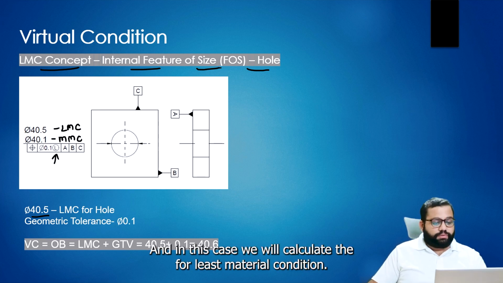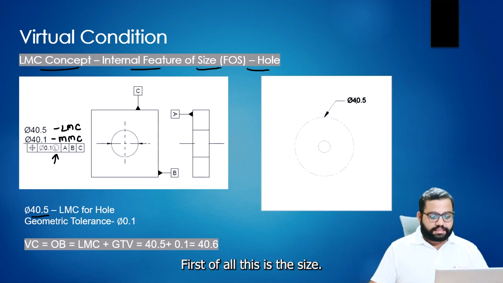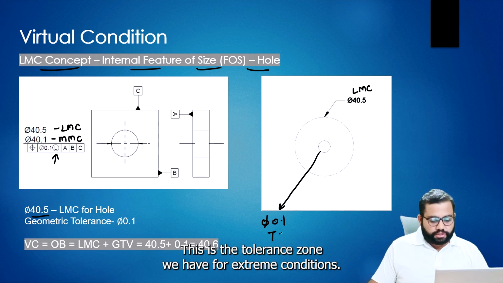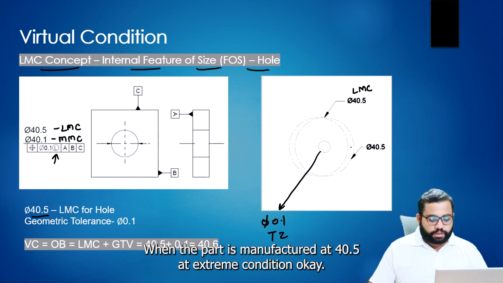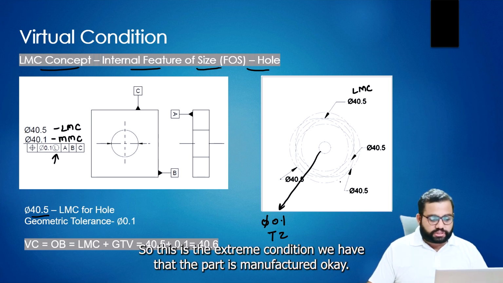In this case, we will calculate for least material condition. First of all, this is the size, the least material condition. This is the size of the hole. And for this, the tolerance zone is of 0.1 only. This is the tolerance zone we have. For extreme conditions, this is the extreme condition we have, when the part is manufactured at 40.5.